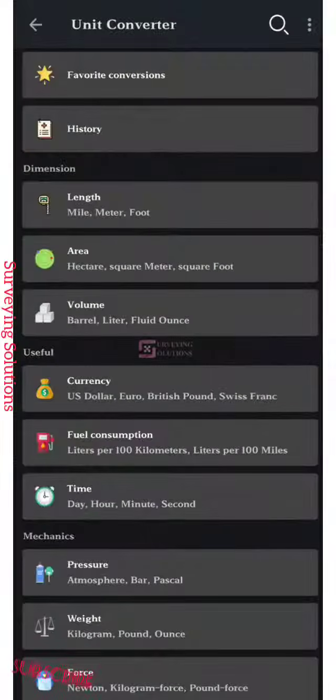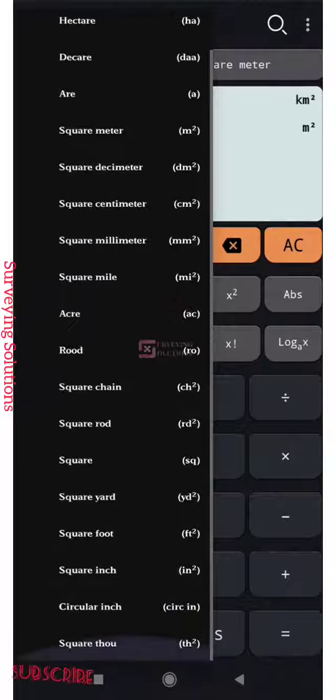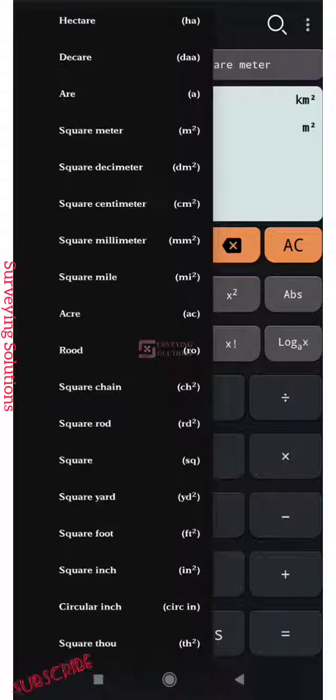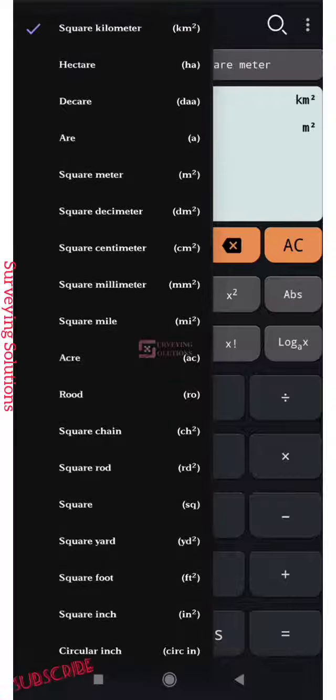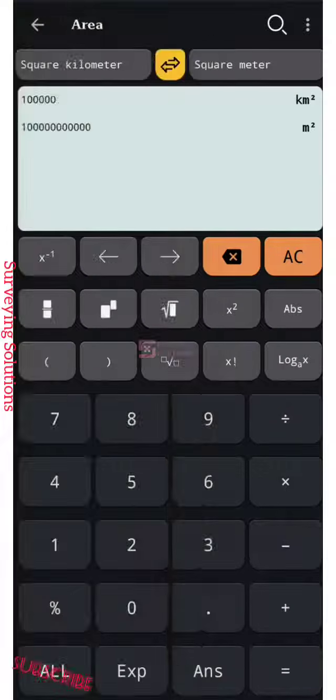And there are some other things you can still do apart from length. You can still come to area, square kilometers. There are different measures of area you can select. So maybe if you want to go with square kilometers, hectares, deca, square meters, and different other units, right? So they are all interchangeable, or yes, they can actually be converted.